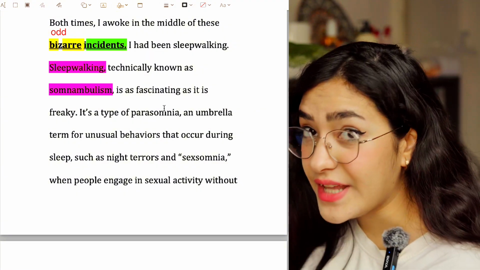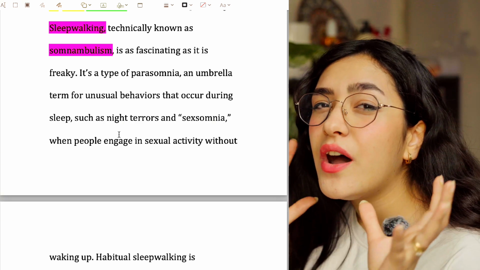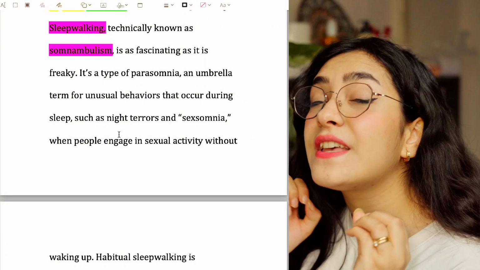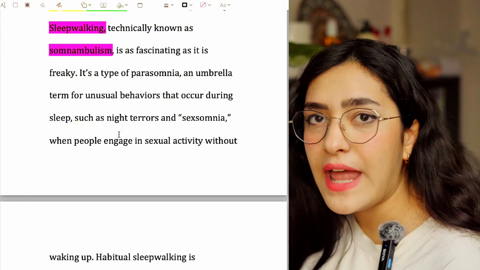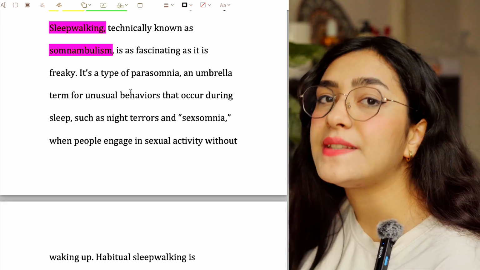And it's fascinating, it's amazing, it's wonderful. It makes us think about the world and creation, and it's freaky. Freaky means scary, frightening.